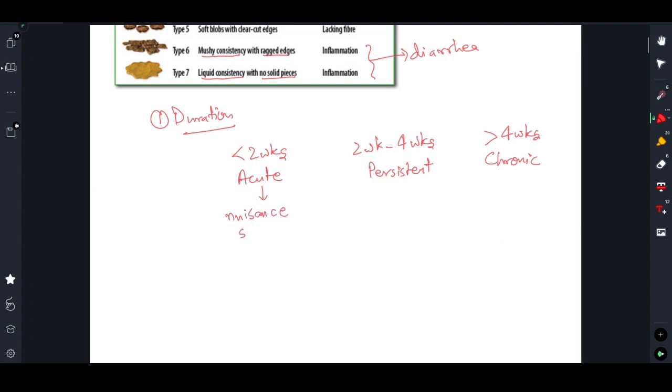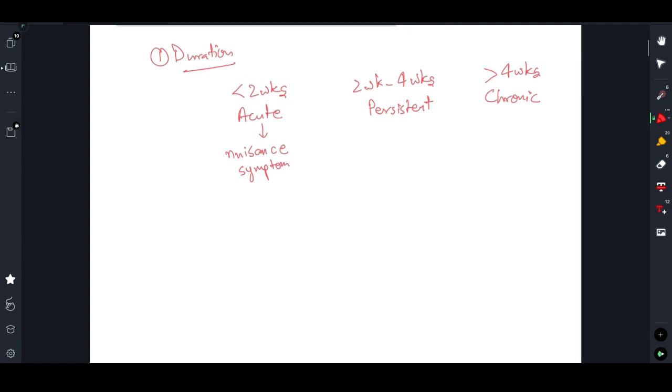So acute diarrhea is referred to as nuisance symptom. So let's have a brief discussion here. It is referred to as nuisance symptom mainly because it is self-limiting. Right. So acute diarrhea is something self-limiting. Now what are the main causes of acute diarrhea? They are mainly the infectious agents, out of which the most common one is virus. Right. So viral infection is the most common cause for acute diarrhea.